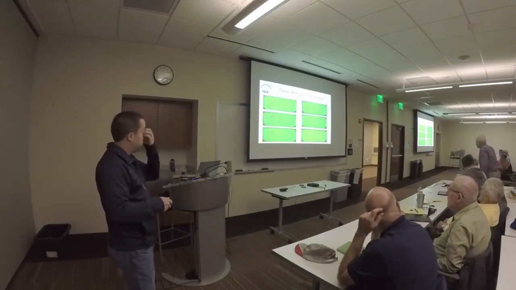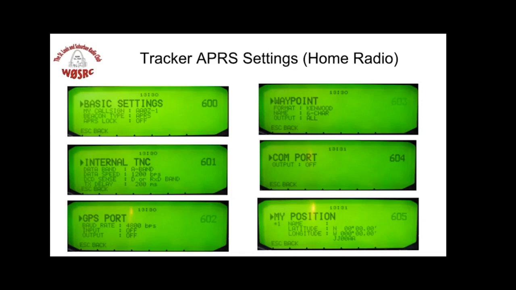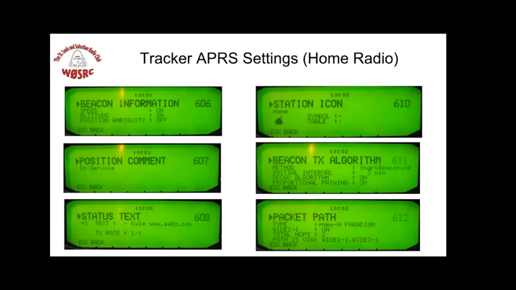So I just took screenshots, if anybody wants to refer back to this, of all of my screen configurations. If you've got a Kenwood and you're trying to get it up and running, these are all my configurations, right? So basic settings: my call sign, beacon type APRS, internal TNC, so it runs on the A band, data speed is 1200 baud. GPS, I don't think I said anything here. Waypoints, that's a Kenwood specific thing. COM port is off. My position, so you leave that alone because it uses GPS.